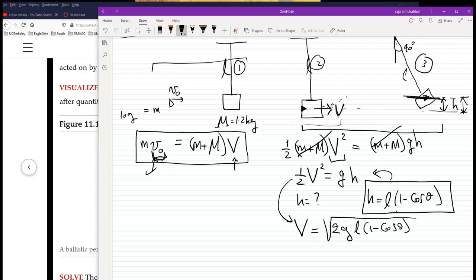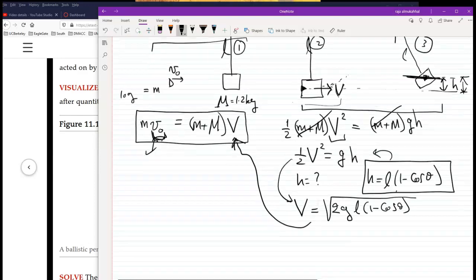There we go. I got an expression for the velocity. Now I take that and put it right there, and I find V naught. So let me do that.